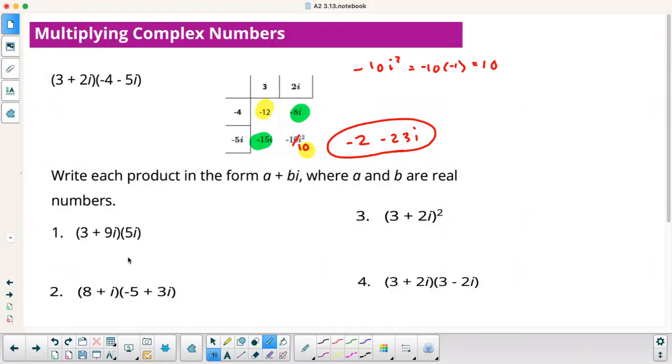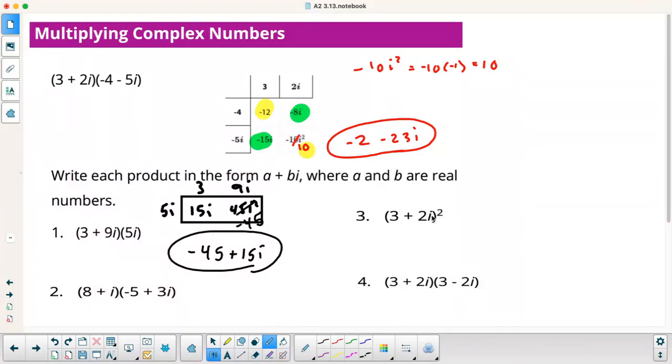Over here, you can make another box, or you could just distribute if you want. I'll go ahead and make a box here. It's really going to be a smaller box, though, because it's just 3 and 9i times 5i. So I get 15i and then 45i squared, which i squared is negative 1. So this ends up being negative 45. So my answer is negative 45 plus 15i.